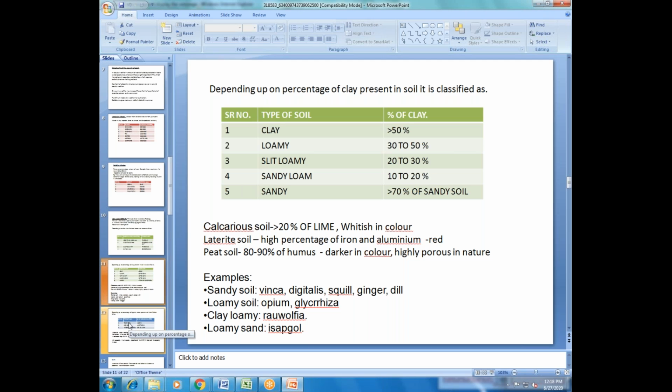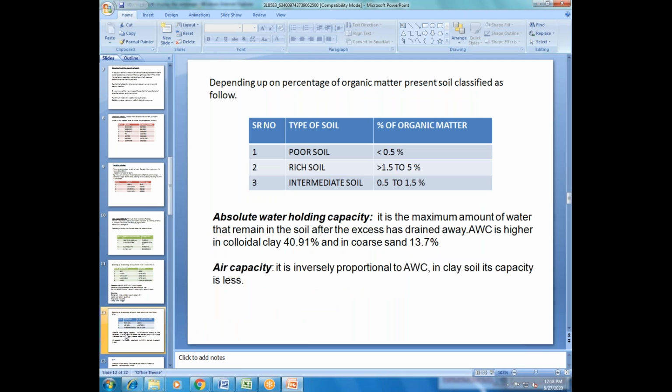So based on that, once you are growing any plant, you have to look into all these factors, which will be helpful for the growth and development of the plant.